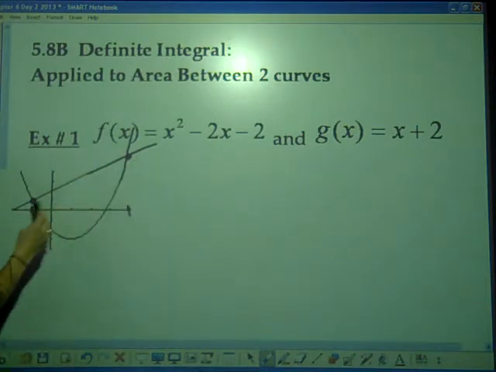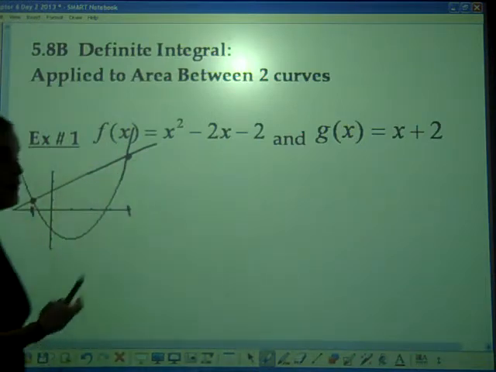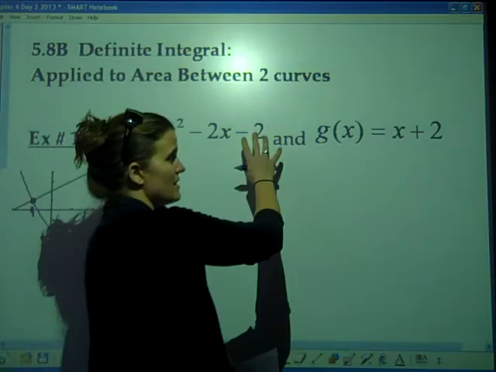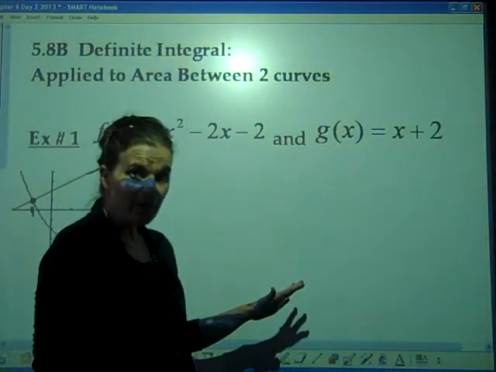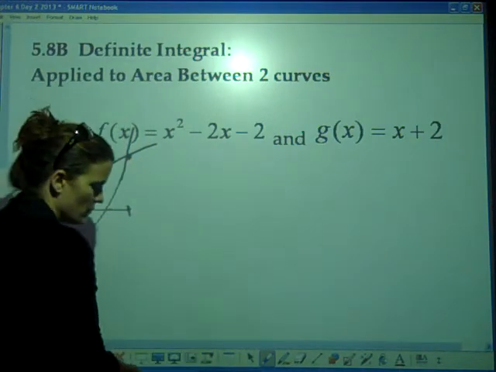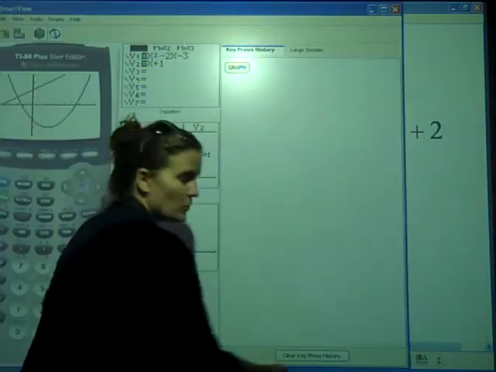Okay, so the first thing we need to do is find those points of intersection. Now, if you have access to your calculator, you do not have to set the two equations equal to each other by hand because you have your calculator. You totally could set them equal to each other and solve, but why do the work if your calculators can do the work for you?